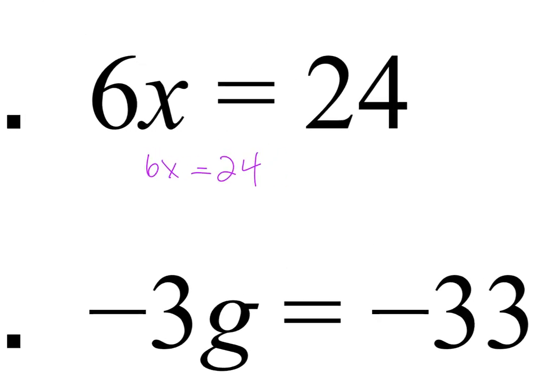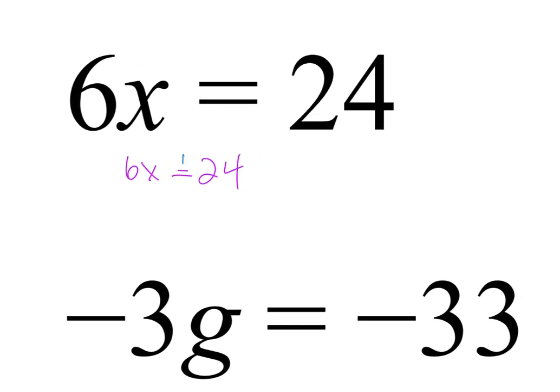Letter A, we have 6x, which is 6 multiplying x, and that equals 24. So we will get x by itself by doing the opposite of 6 times x. That's division, and we get that x equals 24 divided by 6, which is 4.